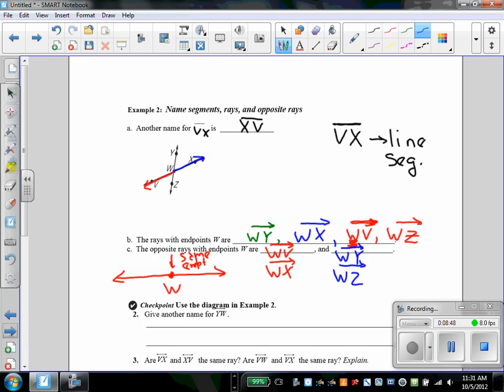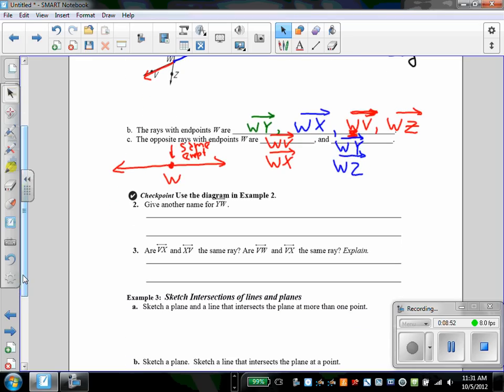So here we have another checkpoint. Checkpoint is where you pause the video and try it on your own. So try number 2 and 3 on your own, and then check back to see if you're right.